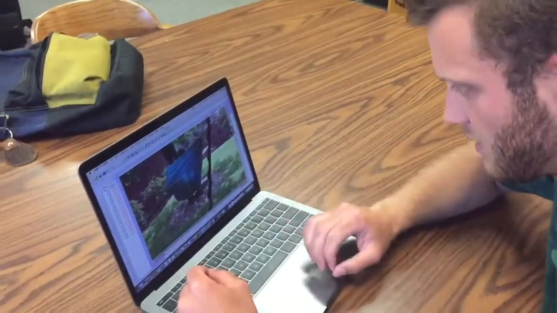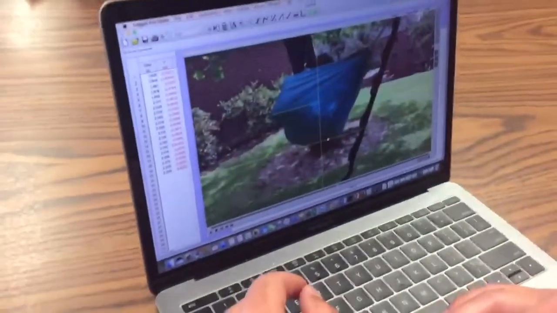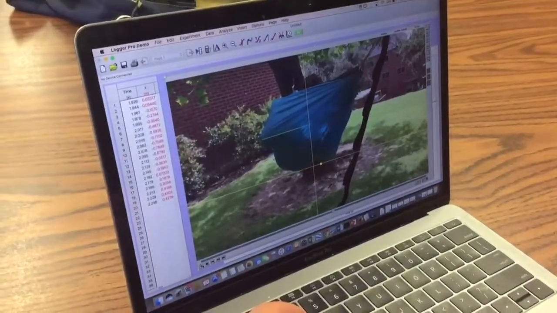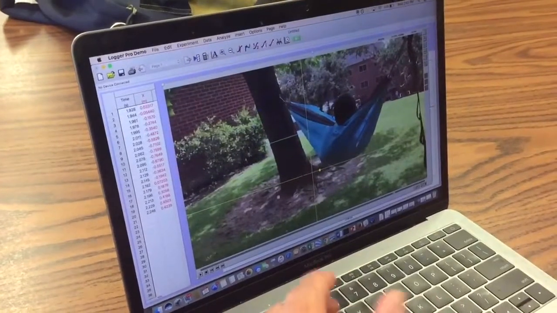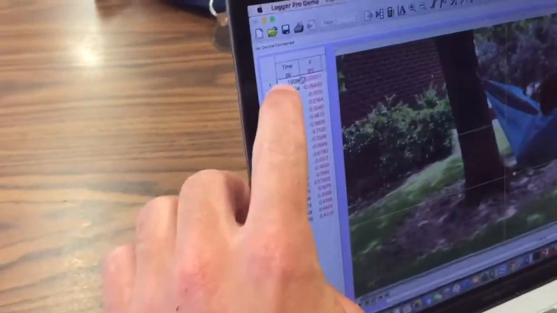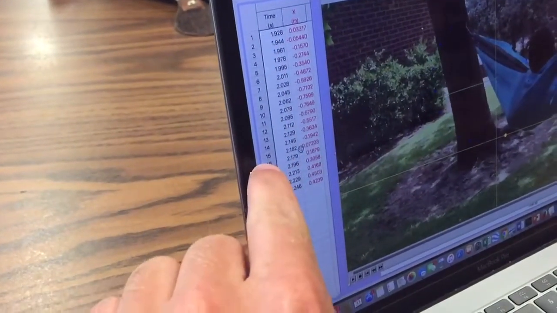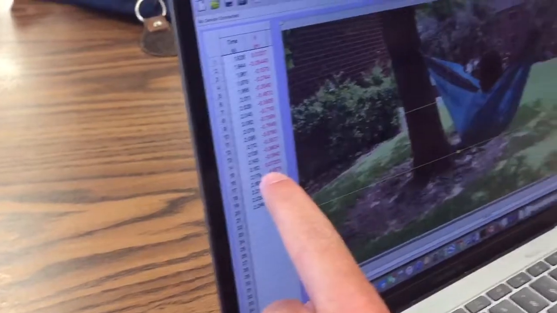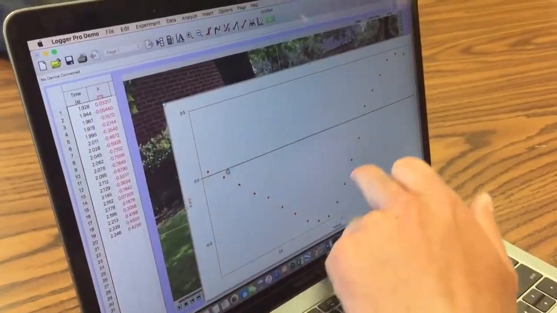We use Logger Pro here, and I set the point as to where I was starting, and I was able to figure out exactly where I was moving in the video at this time frame right here at 1.928 seconds, and my final time frame when I finished the semicircle at 2.162. And when I go here to this graph, it shows me this is my perfect semicircle right here.